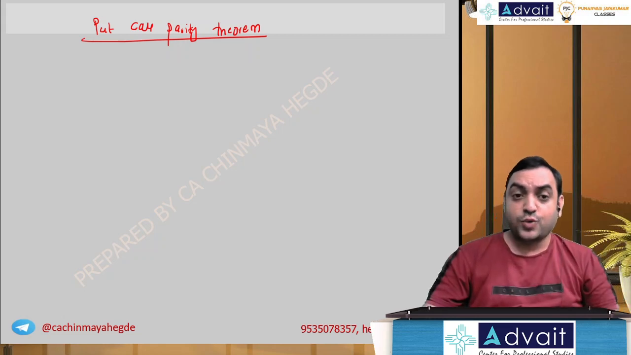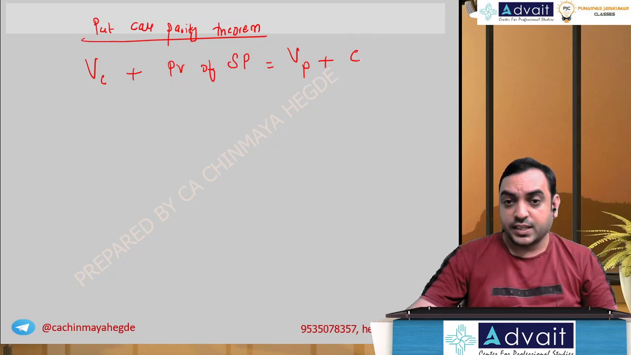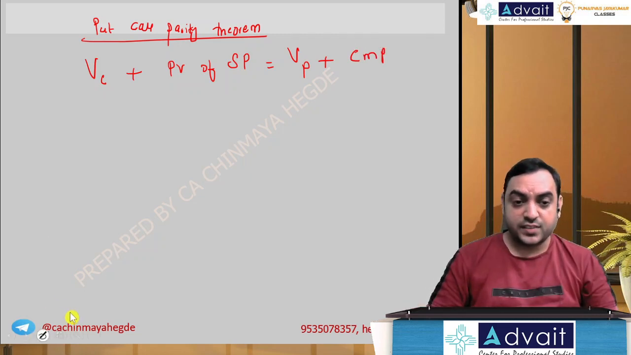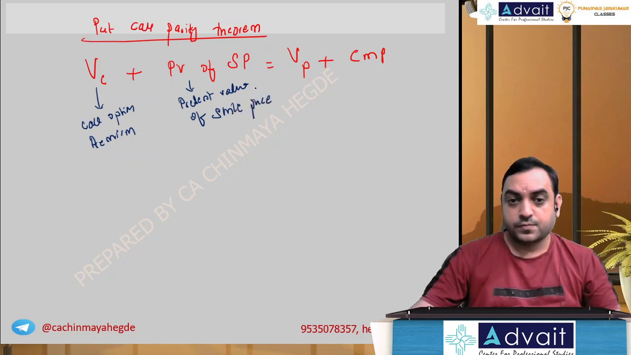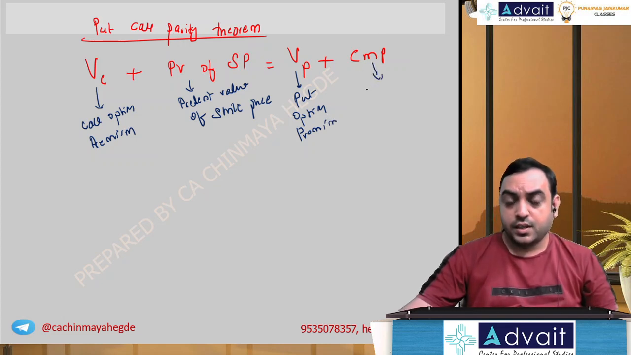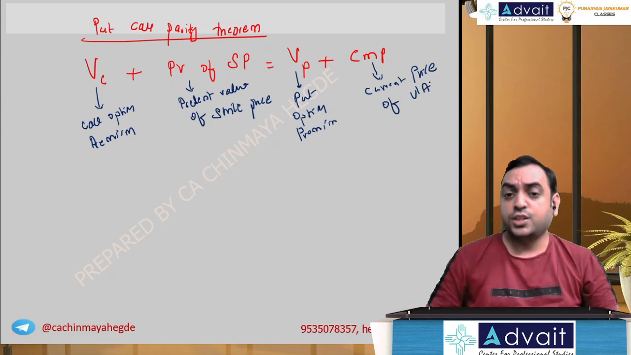They connect four things. As per the put call parity theorem, the formula is: value of call plus present value of strike price or exercise price equals value of put plus current market price of the underlying asset. So value of call is the call option premium, present value of strike price is the present value of exercise price, value of put is the put option premium, and the current price of the underlying asset. All of them should be on the same underlying asset, same expiry.